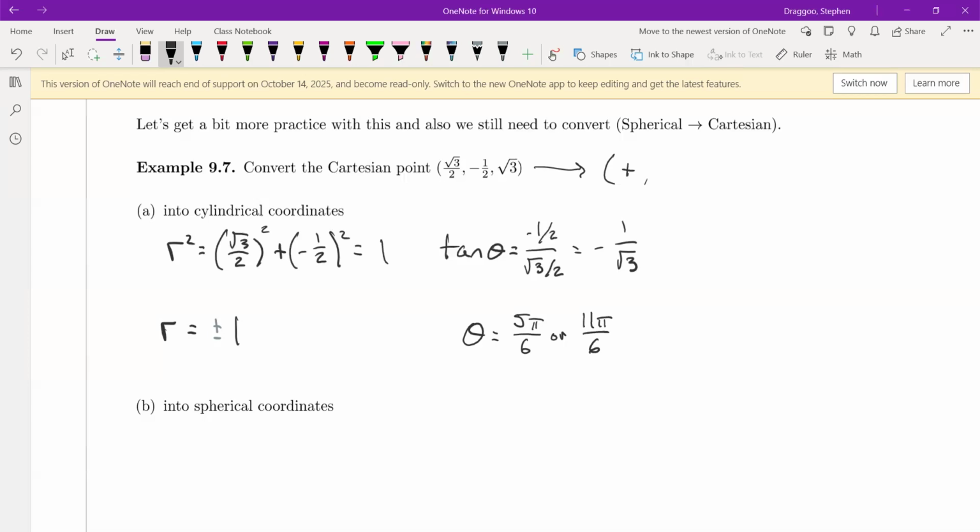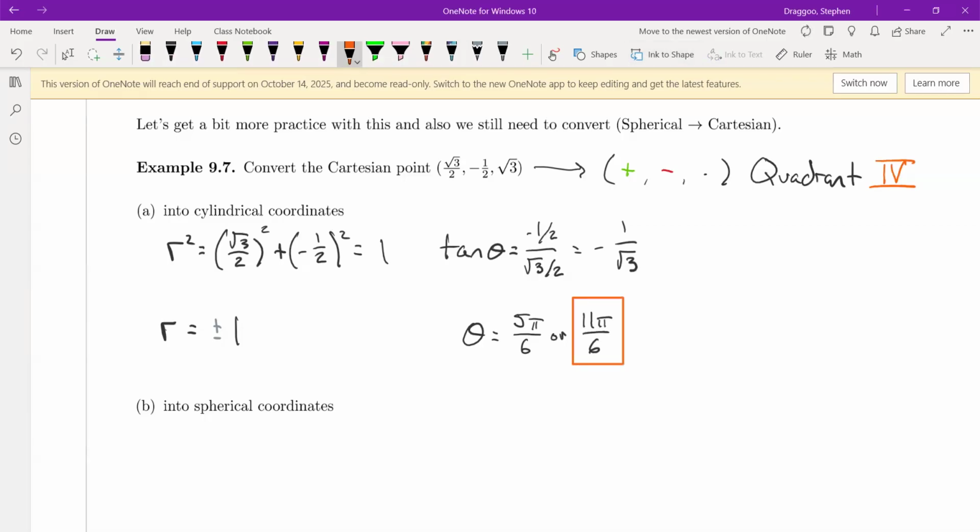Notably, I see that my XYZ point is at a positive value for X and a negative value for Y. And if I've got positive X with a negative Y, that is the fourth quadrant. Quadrant 4. Highlight that. So if I'm going to be in quadrant 4, that means I want 11 pi over 6.